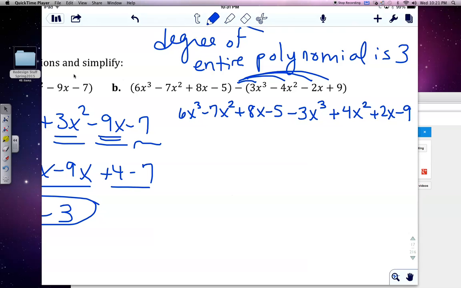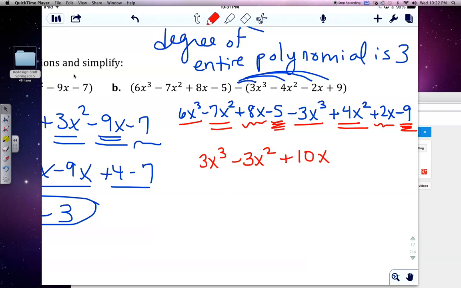And again, I'm going to skip this step. I'm not going to go ahead and rearrange like I did in part A. But I'm going to look at my like terms. Those two are like, so now I have 3x cubed. These two are like, and I have minus 3x squared. These two are like, so I have plus 10x. And then these two are like, and I have minus 14.